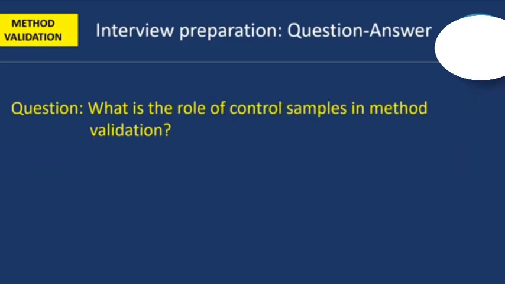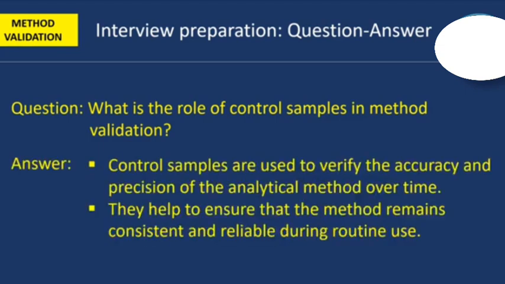Next question. What is the role of control samples in method validation? Control samples are used to verify the accuracy and precision of the analytical method over time. They help to ensure that the method remains consistent and reliable during routine use.